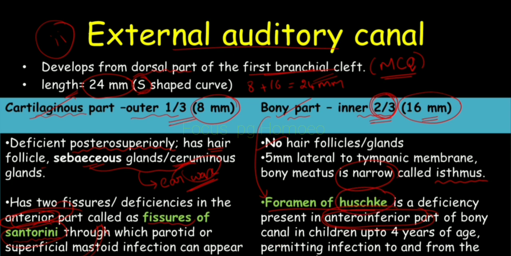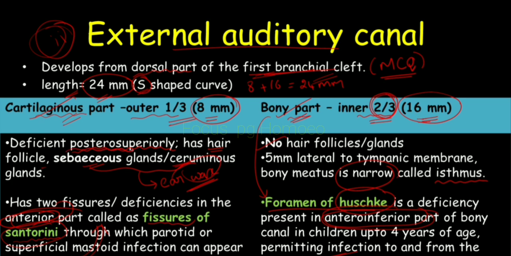So here also the infection will be spreading from the parotid region. So I am just repeating: external auditory canal, which is the second part of the external ear, develops from the first branchial cleft, and it is 24 millimeter, and there are two parts: cartilaginous part and bony part. The cartilaginous part is the outer one third, that is 8 millimeter, and the inner one is 16 millimeter.